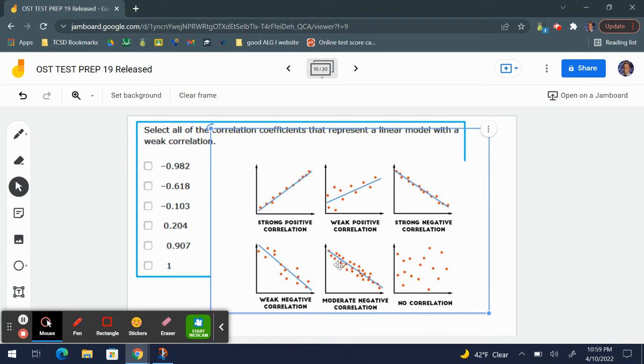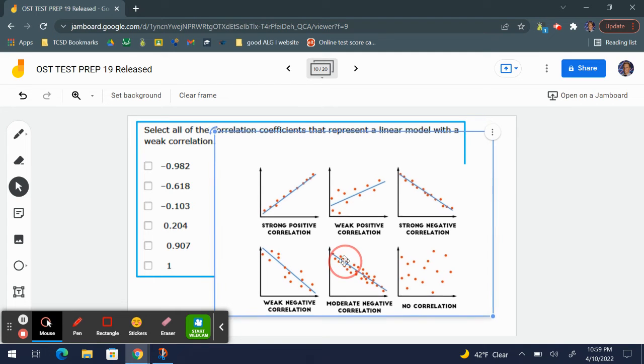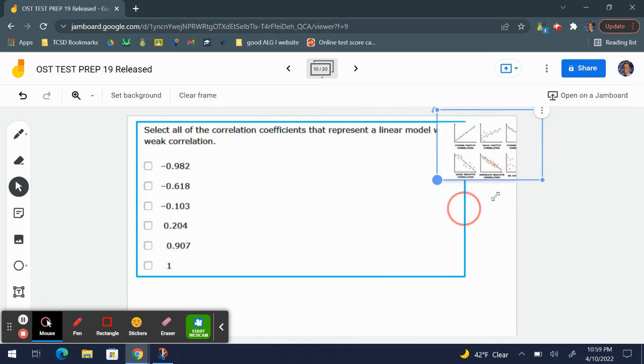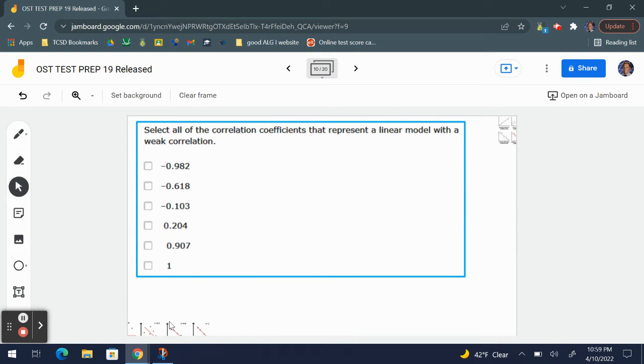This one's pretty good. You can see how that data is trending down, but it's still not tight to that blue line like these two were. And then this is just no correlation whatsoever. So I have that information there. Let me get this out of there.